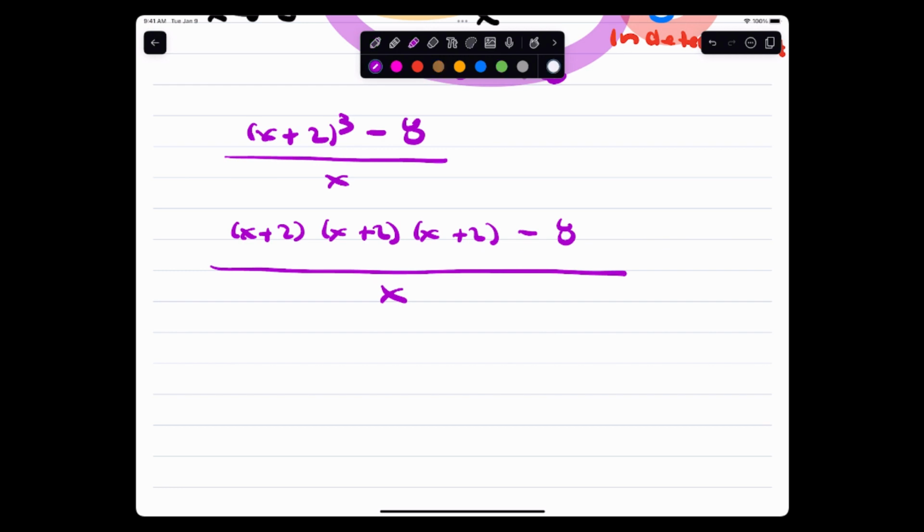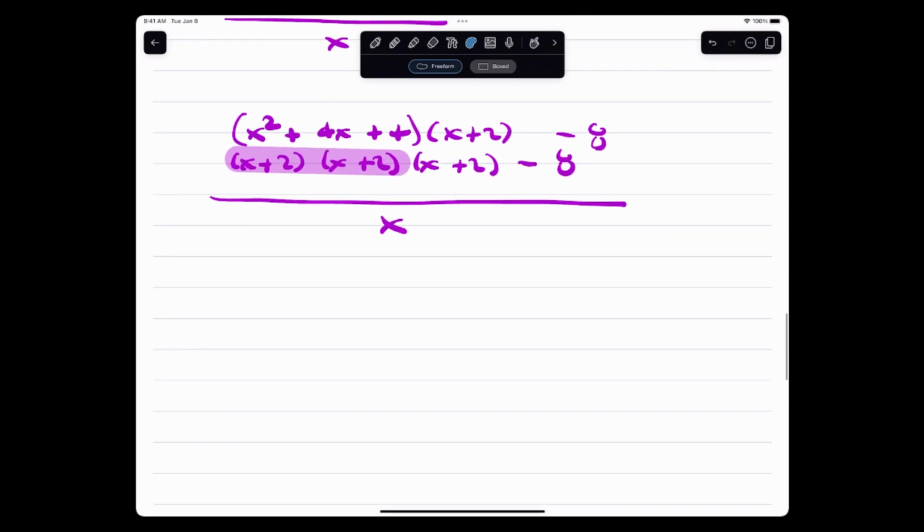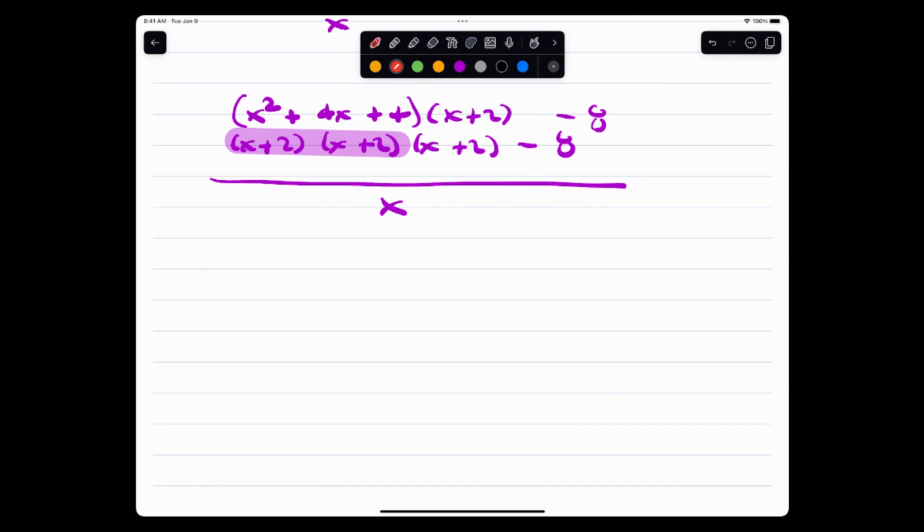Right here, what do you think that is? x squared plus 4x plus 4. Don't forget, you're going to have to multiply that by x plus 2 and then subtract 8 in that numerator, okay? So you might say, well, how do I do that? What I do is I multiply x with every term, and then multiply 2 with every term, okay? So do it this way.